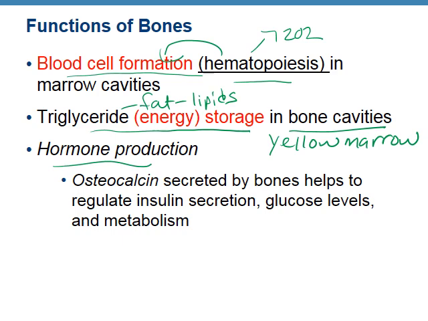This last one is kind of a new addition. We didn't used to include it in the functions, but we have realized that there is a hormone that's produced, osteocalcin, and it's secreted by the bones, and it helps regulate insulin secretion, which has to do with glucose levels and has something to do with metabolism.